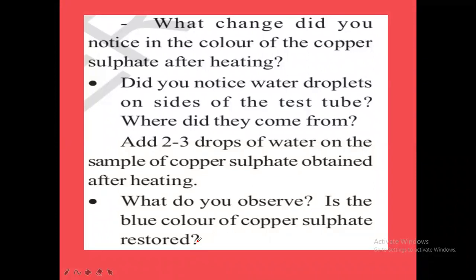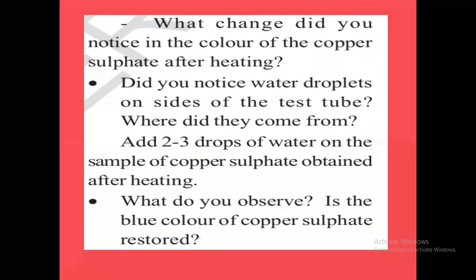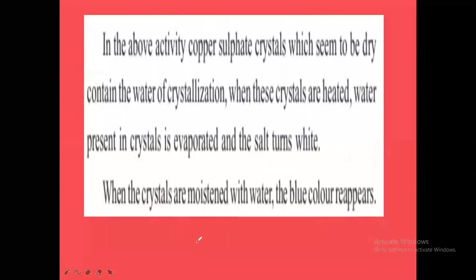Got the concept? In this experiment, what have we done? Tell me first. We have taken copper sulfate 5H2O in the test tube and heated. Then the blue colored copper sulfate 5H2O changed into white colored copper sulfate. After that, we added some water to that copper sulfate. Now the white copper sulfate has again been converted into blue colored copper sulfate 5H2O. That is the experiment, that is activity 16, remember.